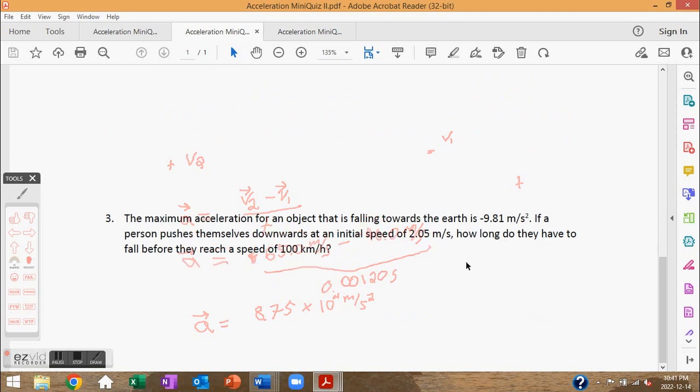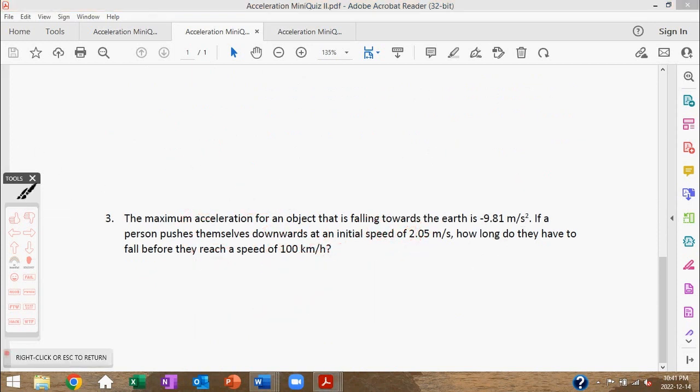All right, moving on to number 3. So here, the maximum acceleration for an object that is falling towards the Earth is that. Oh, that's our acceleration. Note that it is negative. That means it's down. It's falling down. If a person pushes themselves downward at an initial speed of 2.05 meters per second, downwards, initial speed, that's going to be negative, and this is going to be my V1. How long do they have to fall before they reach a speed of 100 kilometers per hour? This is our V2, but this is in meters per second. This is in kilometers per hour.